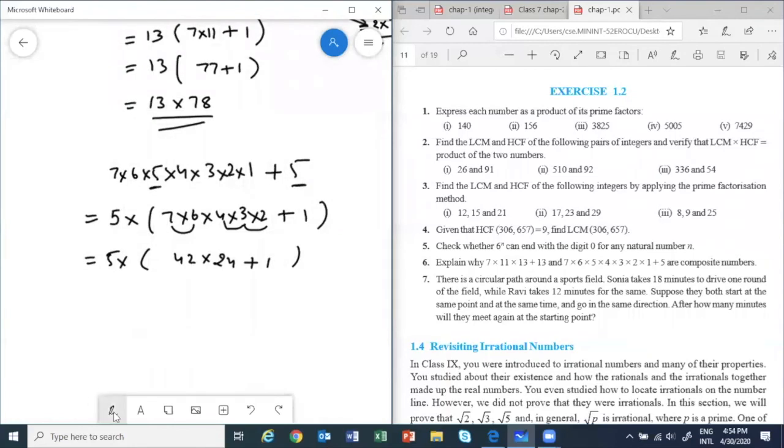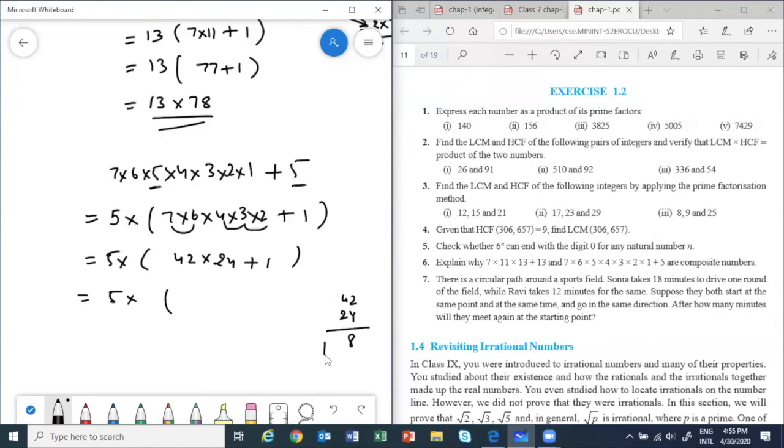Solve it. 42 into 24: 4 2 times 8, 4 4 times 16, 2 2 times 4, 2 4 times 8, 8 10. So 1008, plus 1, 1009. Okay. So again, your given number is the product of two numbers, and the second one, 1009, surely will have more prime factors. So it is a composite number by the definition of a composite number.